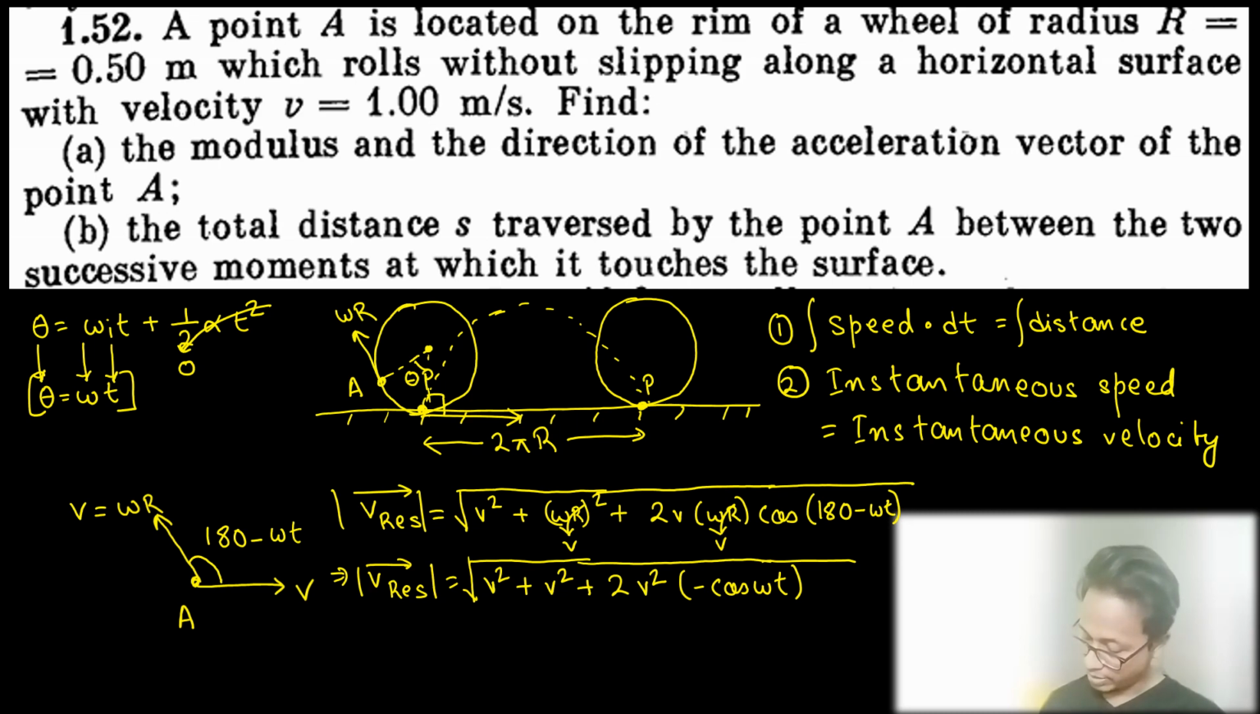Can this minus go forward? Minus into plus is nothing but minus. So I'm substituting this plus as minus. So v square plus v square is nothing but 2v square. So 2v square minus 2v square cos omega t is nothing but, taking 2v square common, 2v square into 1 minus cos omega t.